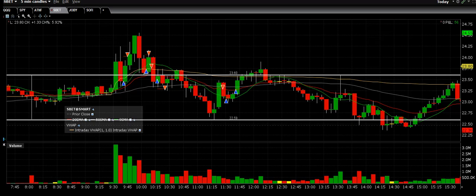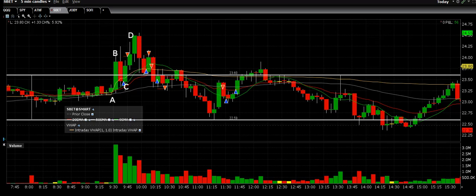Today we are going to go through a few trades that I made on SBET. To start out, we can see here at the open we had a strong break up and then straight back down and then started to rise again. So I read this as an ABCD pattern.